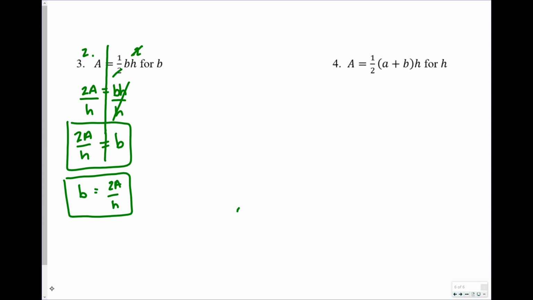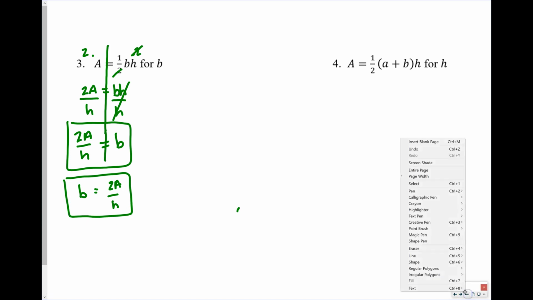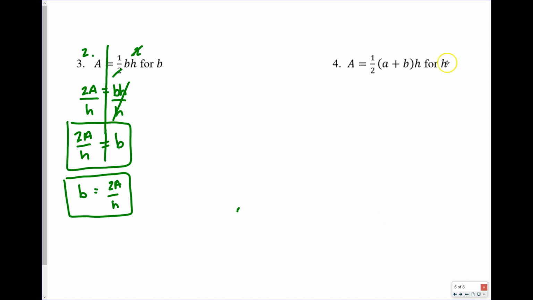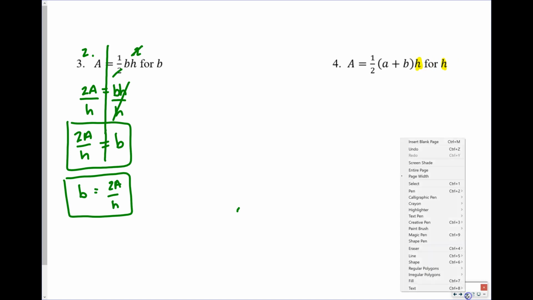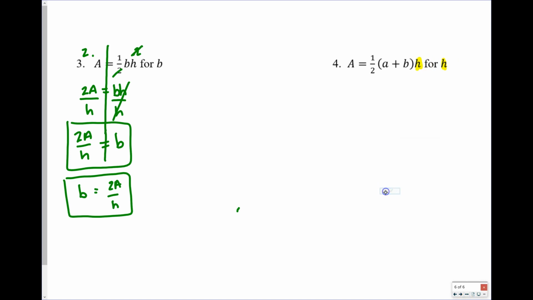Okay, and lastly, this one looks terrifying. I know in your mind you're thinking, oh my god, please make this stop. I hear you, I understand. But it's not that bad. I want to get h by itself. Okay, remember my rule, always get rid of fractions first, no matter what.